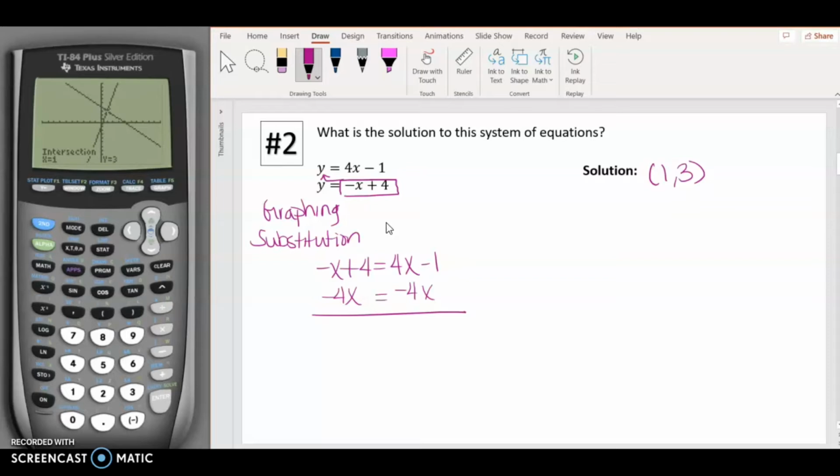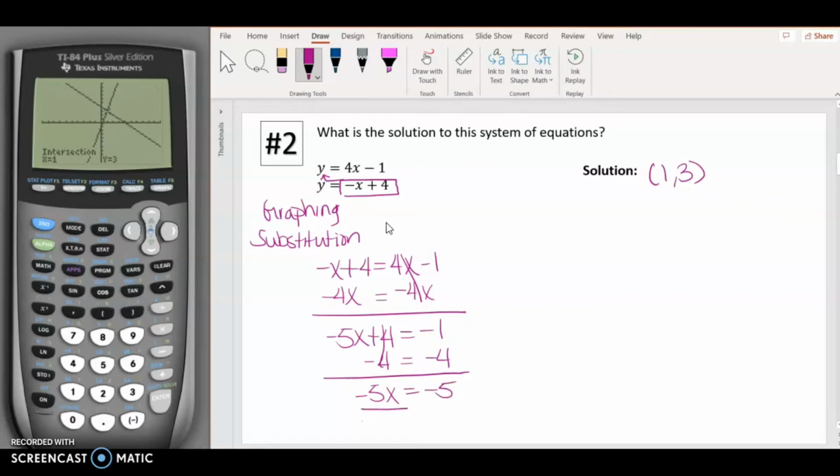And when I do that, I end up with negative 5x. So I have negative 5x plus 4 equals negative 1. So now to solve for x, I'm going to subtract 4 from both sides, which leaves me with negative 5x equals negative 5.